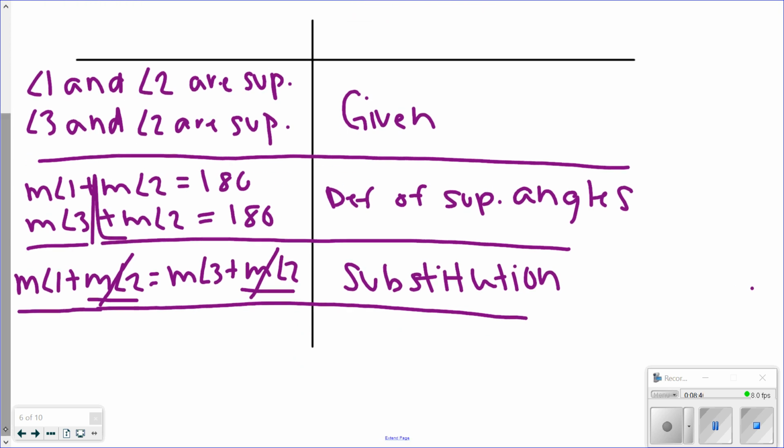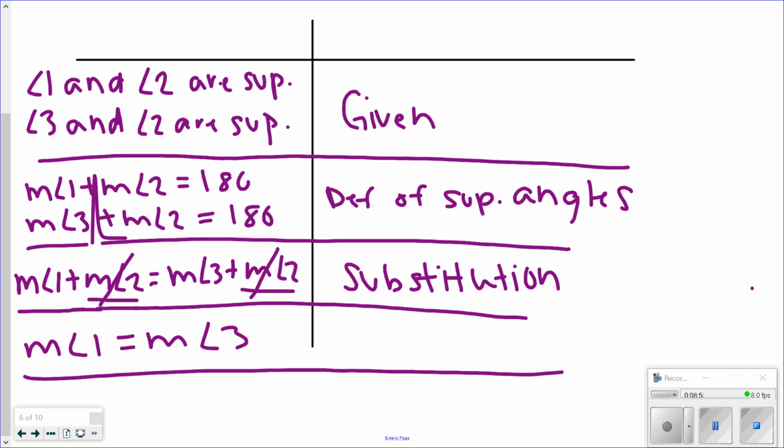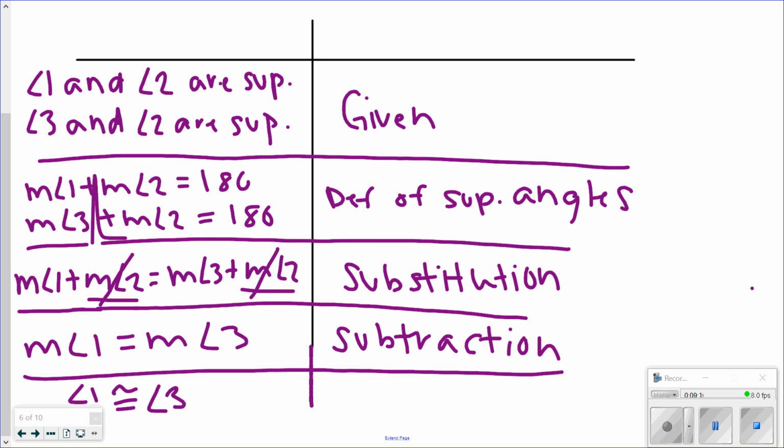And when I do so, I'm left with the measure of angle 1 is equal to the measure of angle 3. And the reason for that is the subtraction property. Remember, you can take things away. All right, so now that I have that those measures are equal to each other, I then can say that the angles are congruent. And the reason, that's the definition of congruent angles. And I proved what I needed to, so now I'm done.